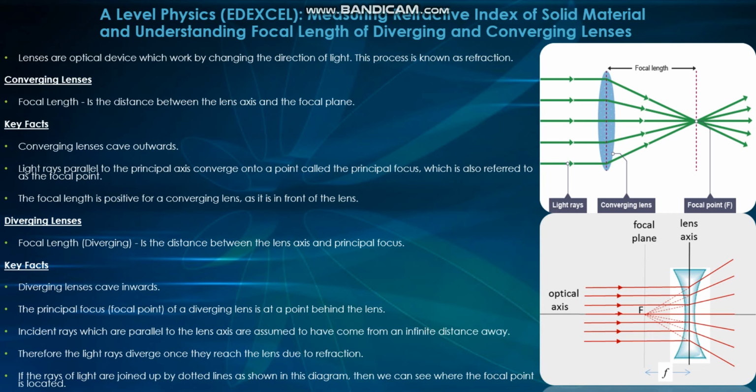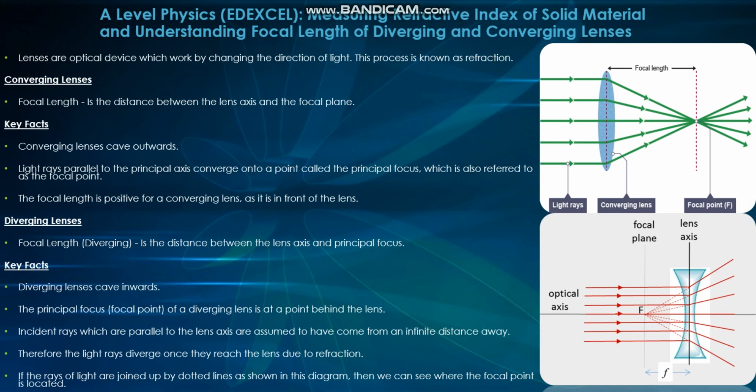To clarify one more time, if we look at the top image, that shows a converging lens. As we can see, we have incident parallel rays of light going towards the lens, and there is a dotted line going down the middle of the lens, which is defined as the lens axis. Once it hits the lens, it refracts and moves until it converges at a certain point with other rays of light, and that given point is referred to as the focal point, and the distance between the lens axis and the focal point is referred to as the focal length.